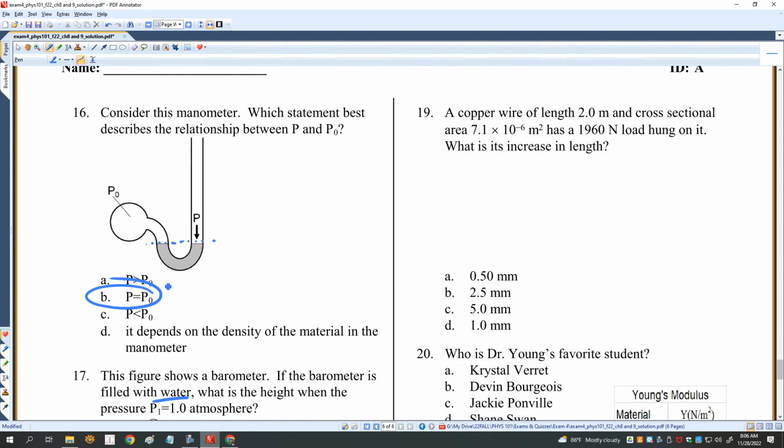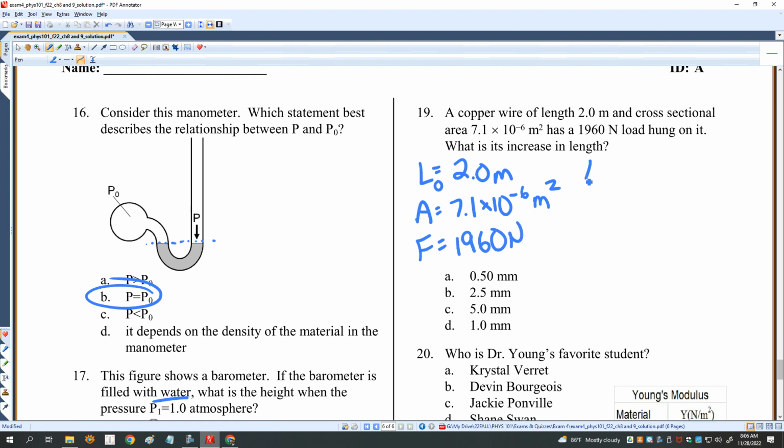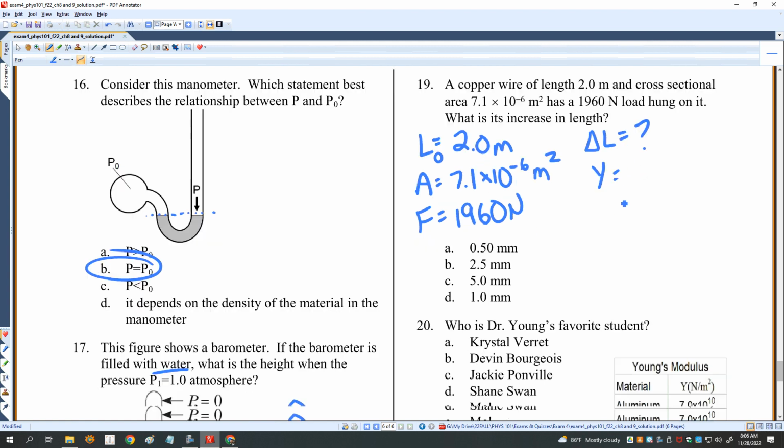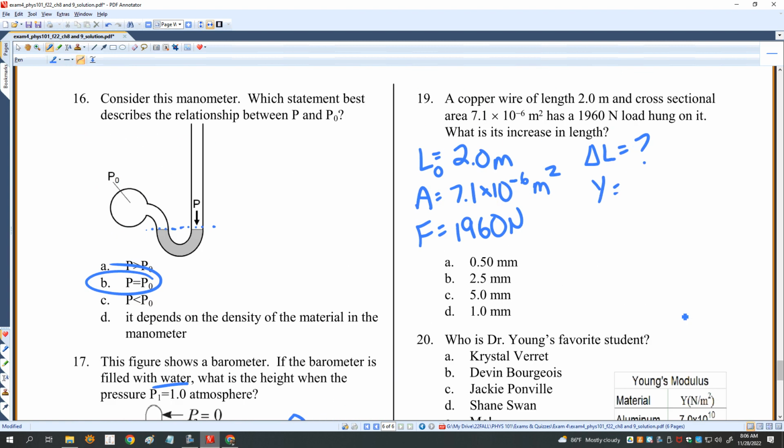All right, copper wire of length. Let's just write down what we know here. This is L naught equals 2.0 meters. The area is 7.1 times 10 to the minus 6 square meters. I made everything in SI units for you, so it makes this a lot easier. What is the increase, delta L? I want to know that. I need to know the Young's modulus, but this is copper wire, so it's 11 times 10 to the 10th.